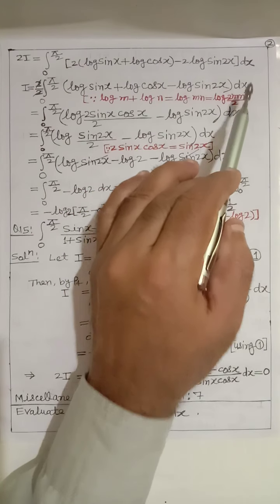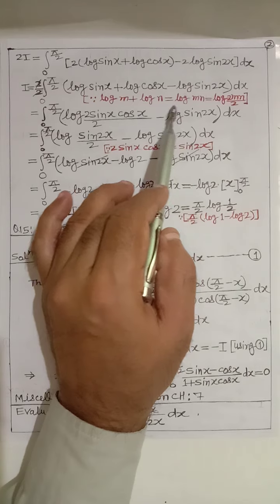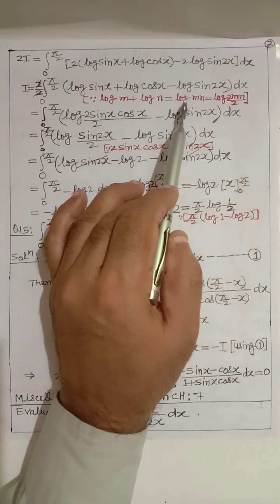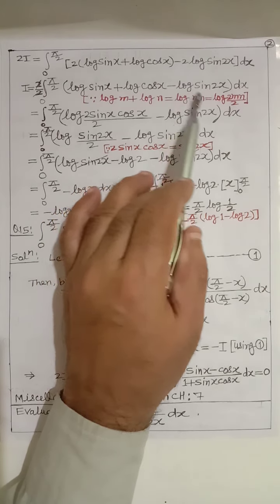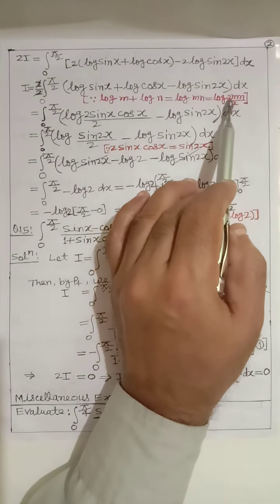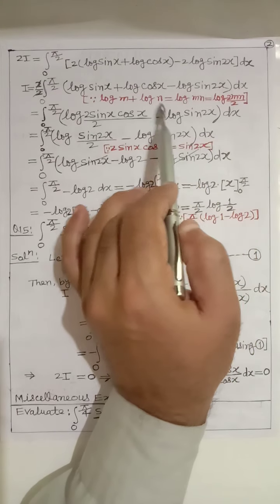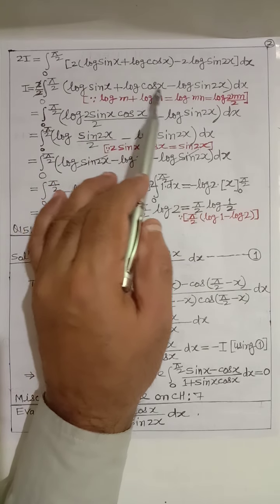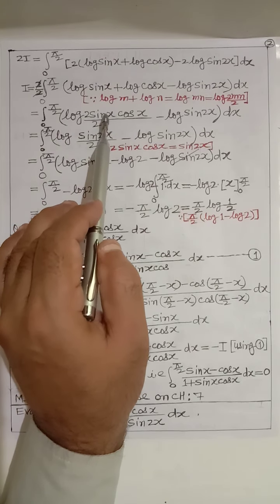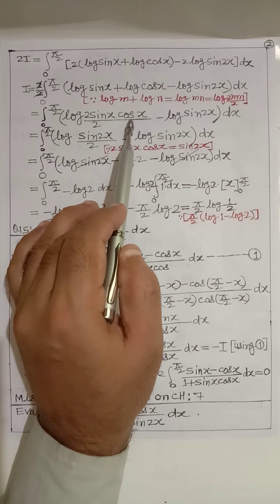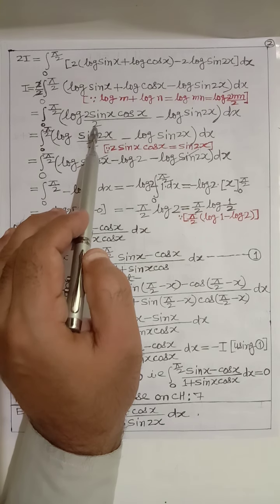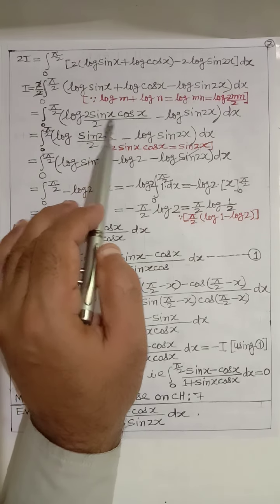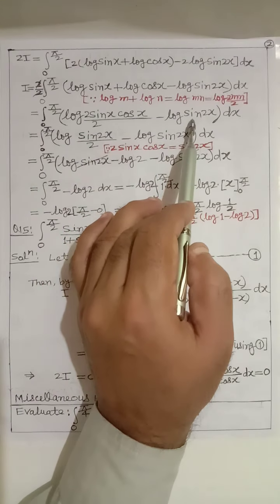Dear students, using this law, log m plus log n equal to log mn, and again this can be written as log 2mn by 2. So using this law, we write log sin x plus log cos x as log sin x cos x, and multiply and divide by 2 here. So we get integration of 0 to pi by 2 of log (2 sin x cos x by 2) minus log sin 2x dx.